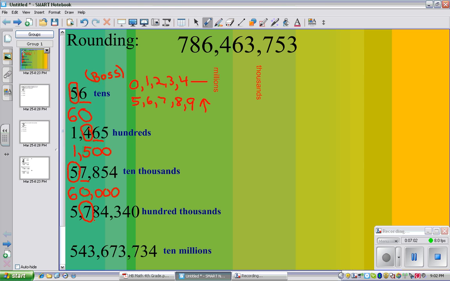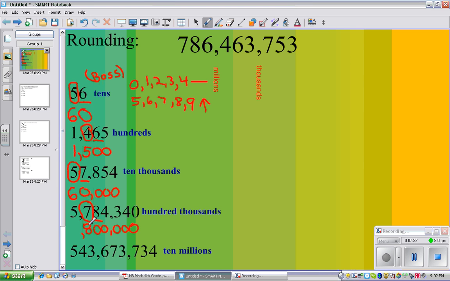Next, underline the boss. The boss is always immediately to the right of the circled number. In this case, our boss is an 8. What does the boss tell us to do? Well, the boss, if it is an 8, tells us to round up. So the number 7 will now become an 8. The rest of our numbers become zeros. 1, 2, 3, 4, 5 zeros.